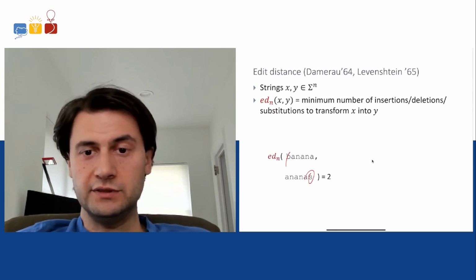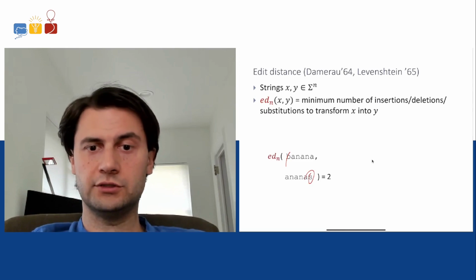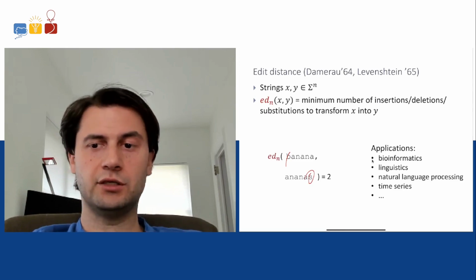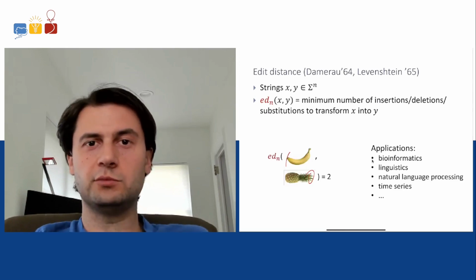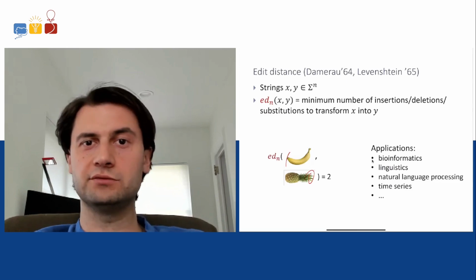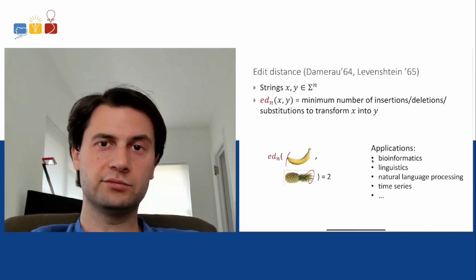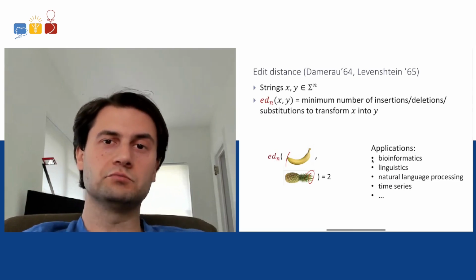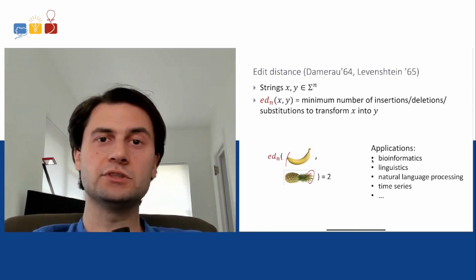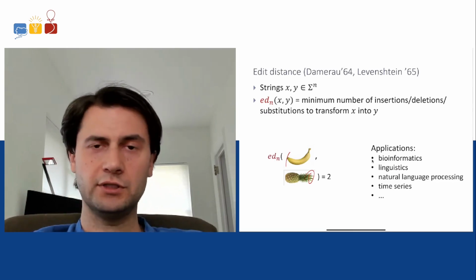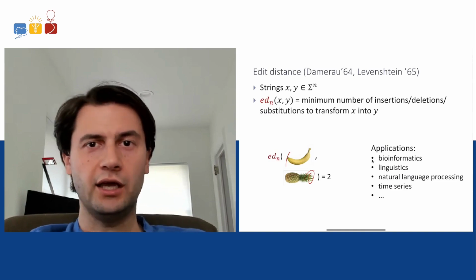This distance has a lot of applications in many areas, in bioinformatics, where you would probably be comparing perhaps not the words but the genetic codes of these fruits, just to measure how similar these genetic codes are. It also has many applications in other areas: linguistics, natural language processing, and so forth.